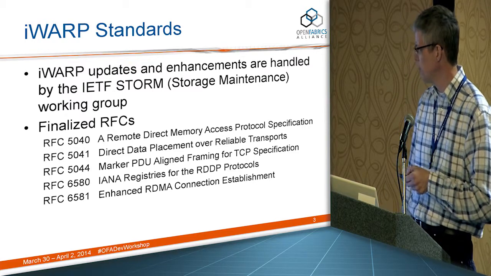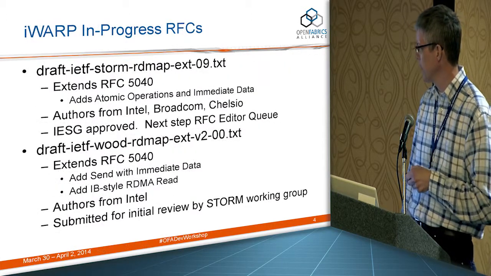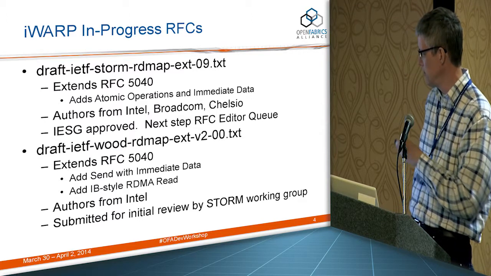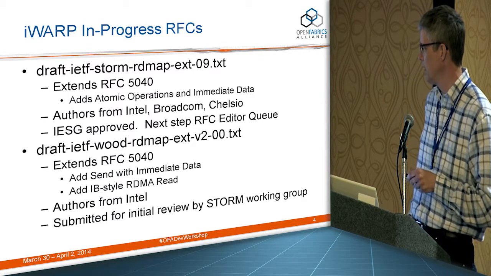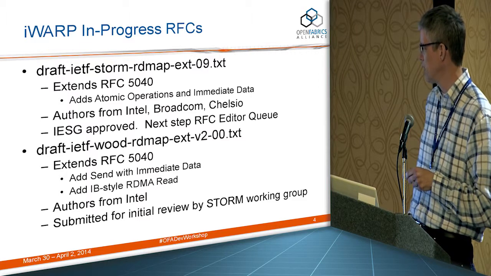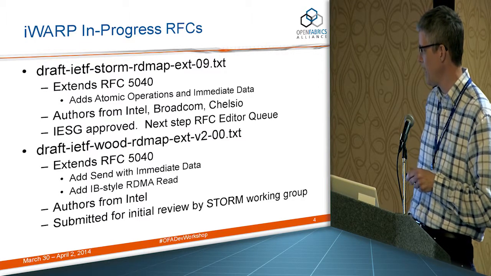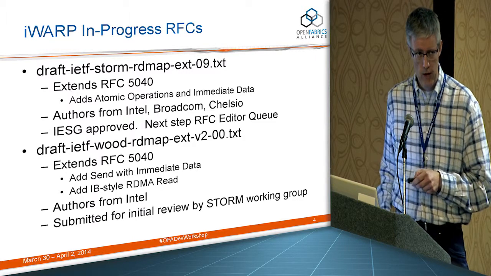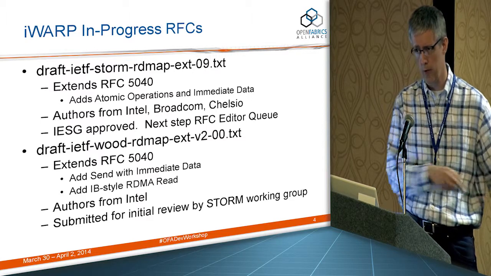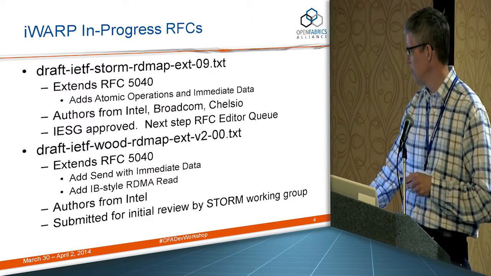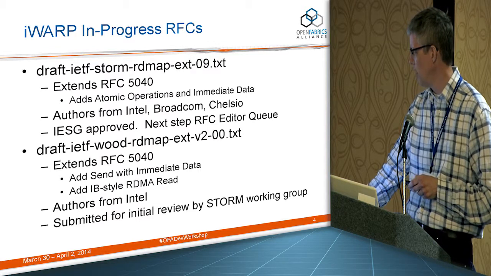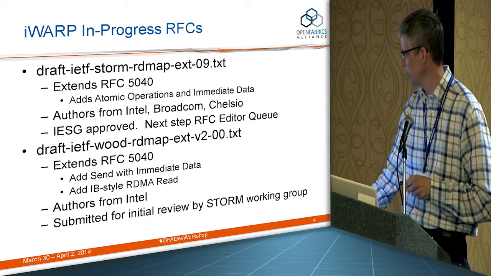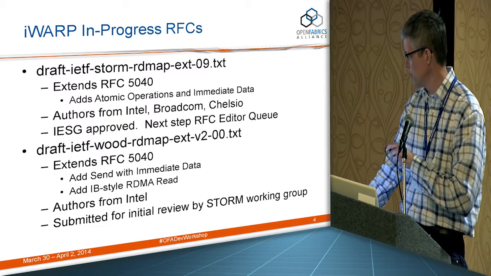There's a couple of new ones that are being worked on now, and that's what this next slide talks about. You can get these off the IETF website. The first one is STORM RDMAP EXT09. This is adding atomic operations and immediate data to iWARP. The original iWARP specs don't have these. We had authors on that RFC from Intel, Broadcom, and Chelsio. This one is not finished yet, but it's almost finished.